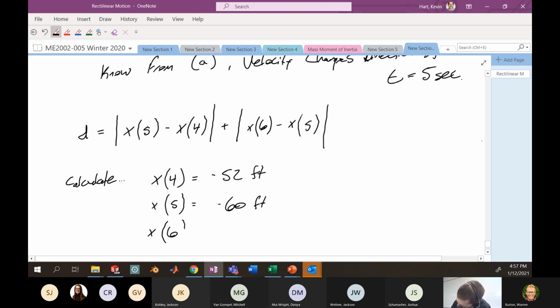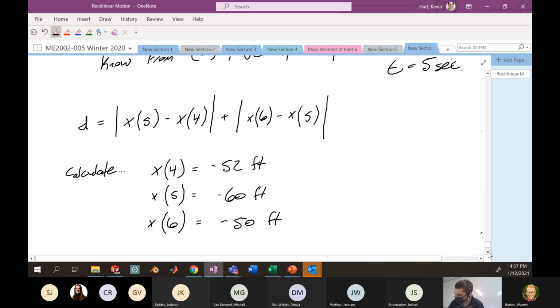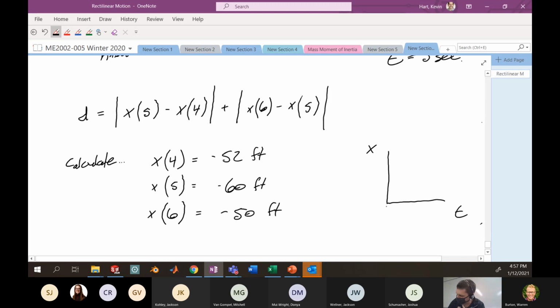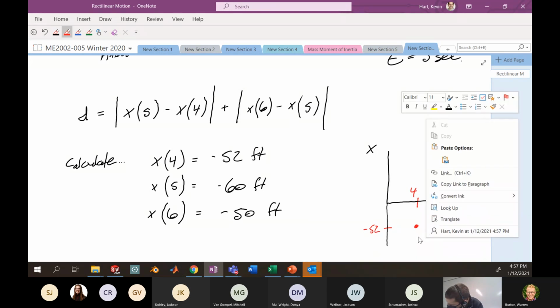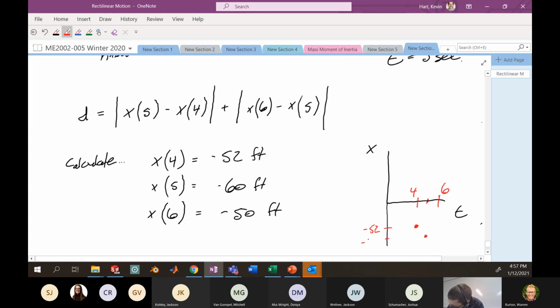And at 6 seconds, here we're at negative 50 feet. So you can see by the example here what I mean. If I consider my position as a function of time, here between the window of 4 and 6 seconds, here's 5. At a time of 4 seconds, we're at something like negative 52. At a time of 5 seconds, we're at like negative 60. Kind of exaggerating this here. And at 6 seconds, we're at negative 50.